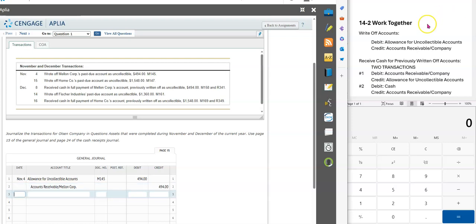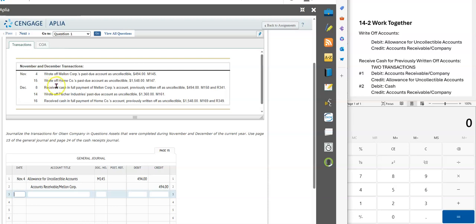Okay, and I have a little cheat sheet up here if you want to write this down or take a picture of it that kind of explains what you do. When you write off accounts, you're going to debit allowance for uncollectible, and you're going to credit accounts receivable in the company name. All right, and we'll get to this next part in a second.